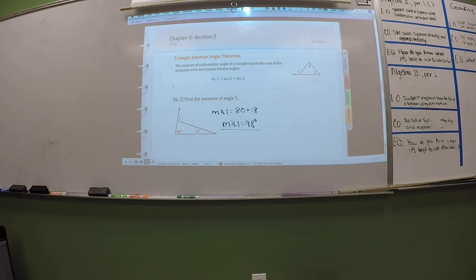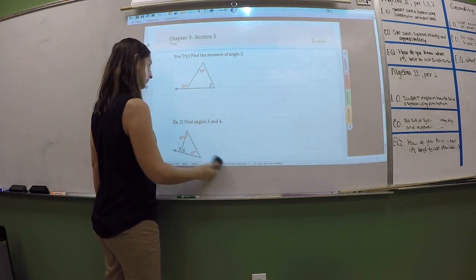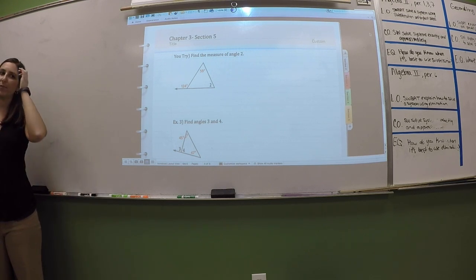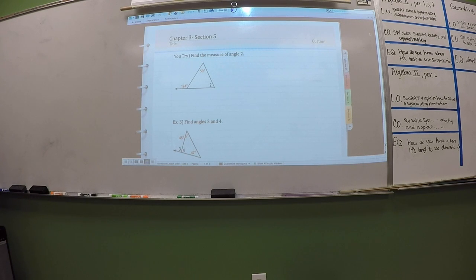Okay, let's look at the next one. The alternate transitive property. How to measure angle 2, 120. All right, someone find the measure of angle 2. Does anyone want to come up and volunteer? I know the answer. All right, next.